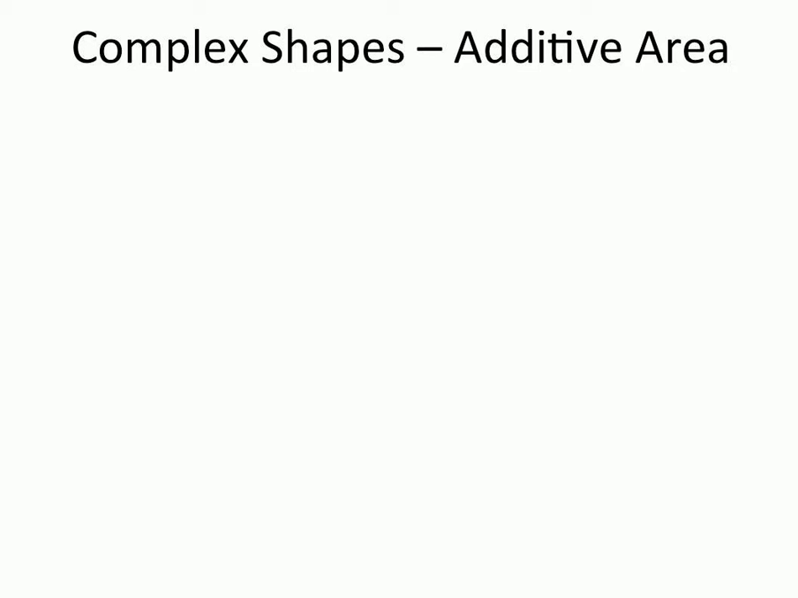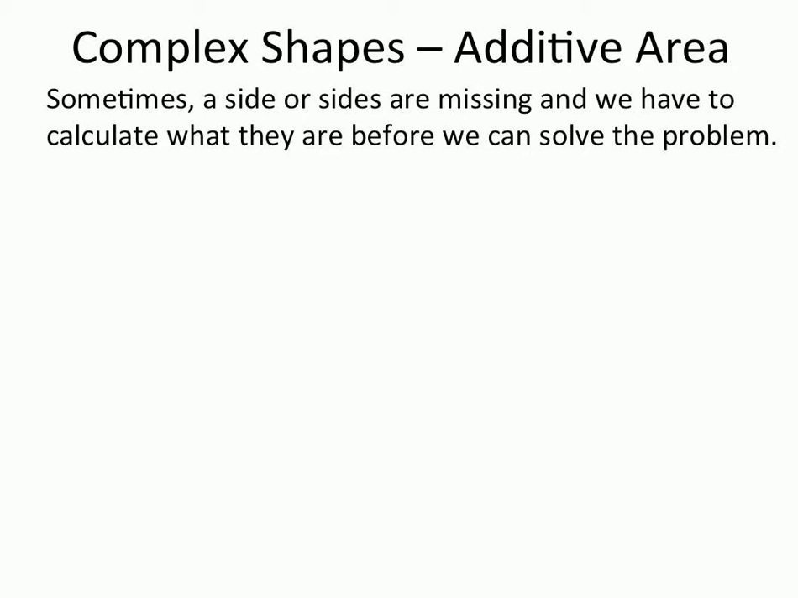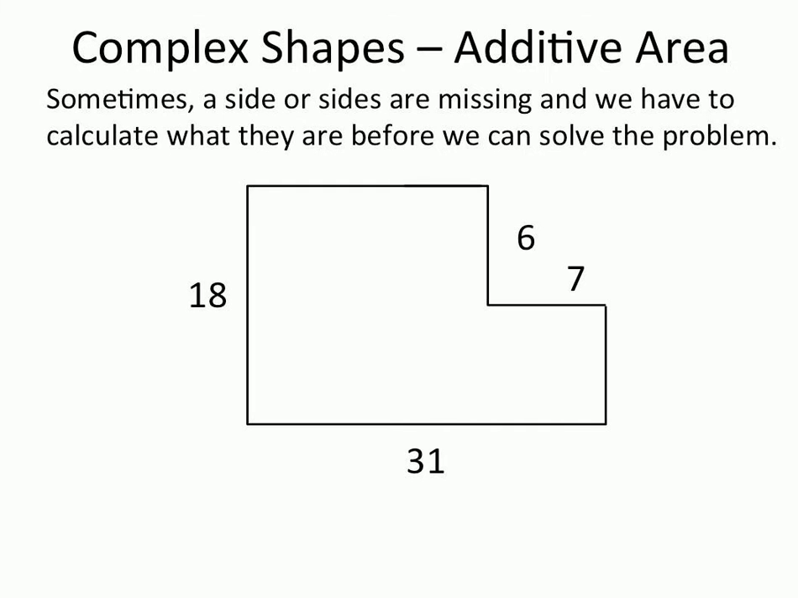Sometimes, when we're using complex shapes, we're not given all the necessary information, and we have to calculate what the value of a missing side is before we can solve the problem. Let's look at an example of that. Imagine I were asked to find the area of this complex shape. Well, the first thing I would do is recognize that this complex shape is actually two different rectangles, the big one over on the left and the small one over on the right. But the problem is the value, or excuse me, the formula for the area of a rectangle is base times height.